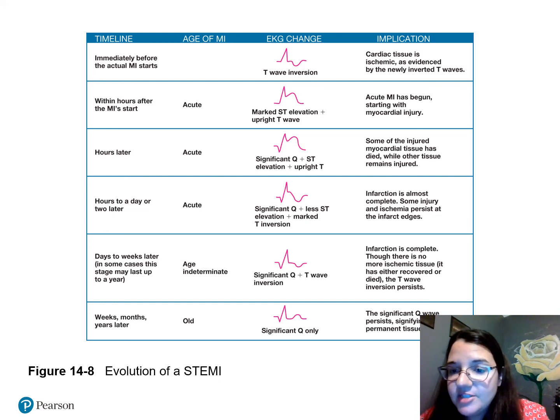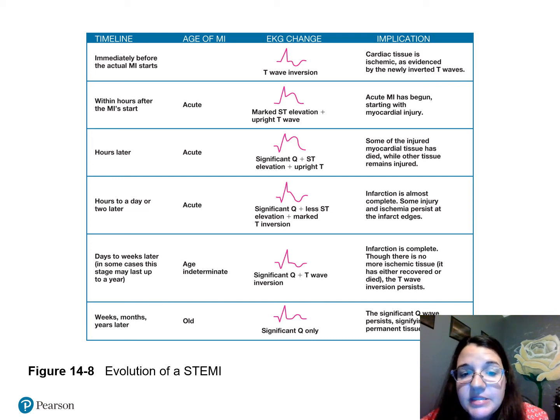Right? Because the T wave is still inverted, which would say I'm ischemic. But though there's no more ischemic tissue, it has either recovered or it has died. The T wave inversion is still going to persist. But I want you to notice, look at your T wave inversion for age indeterminate. This is the age of the MI. Look at that Q. It is still wide. Look at your first one for ischemic. Your Q wave is not going to be as wide. You're not going to be able to see.